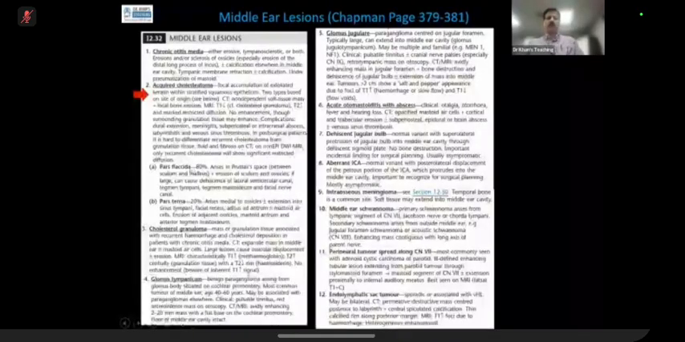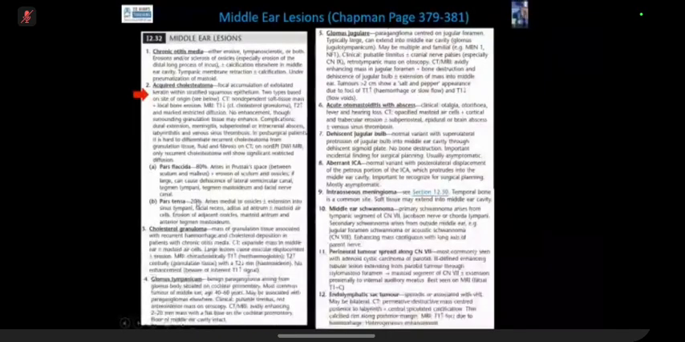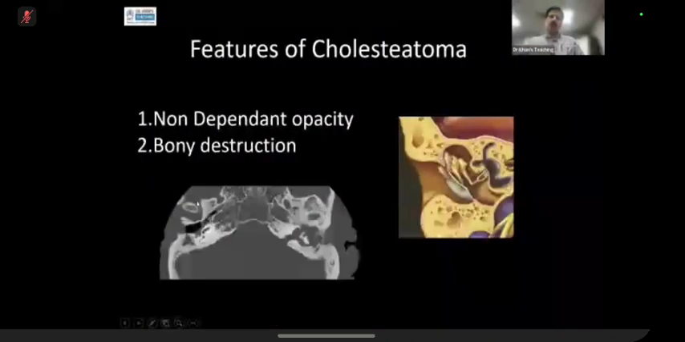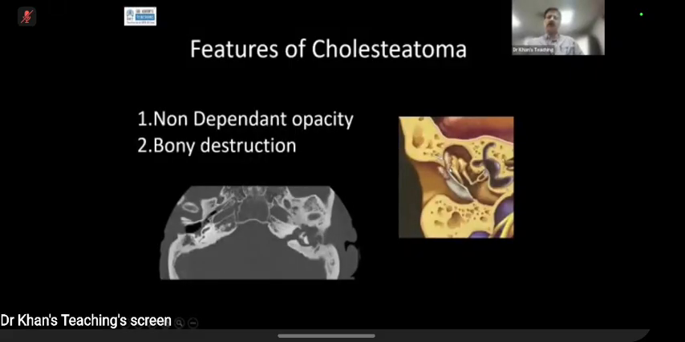And the classical location includes pars flaccida, which is 80%, pars tensa is 20%. Candidate 2, you can see my slide, Chapman's slide. Yes, sir. Okay. Now, you have to remember the pathology, what is happening. Basically, in cholesteatoma, you see here that because of otitis media, there is a retraction of the membrane and the skin cells go into the middle ear cavity.